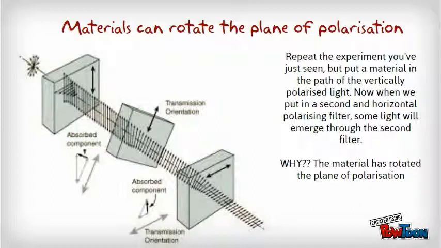But if we put a material in the path of the vertically polarized light, we actually do get some light coming through the second polarizing filter. And this could only have occurred if the material we've put there has rotated the plane of polarization. And that completes the end of part 1.